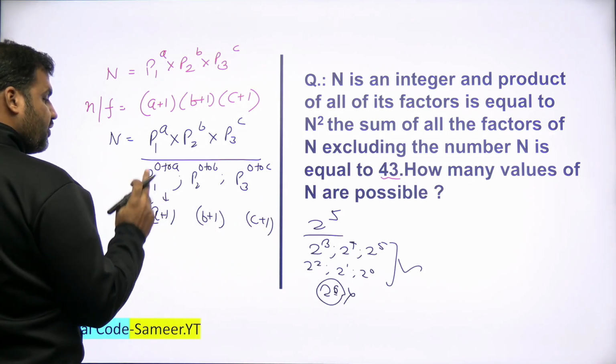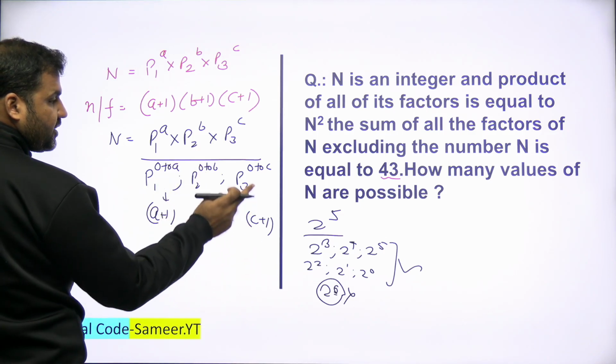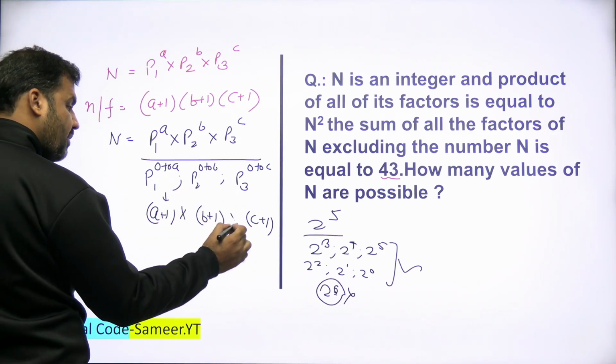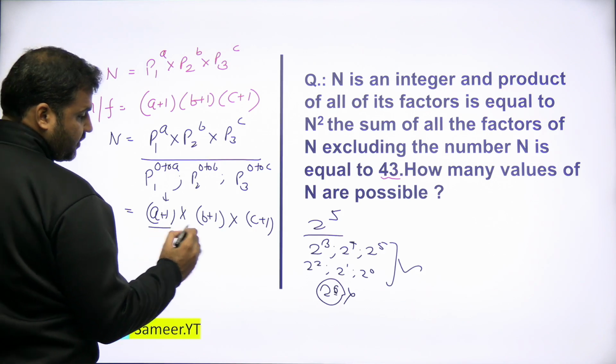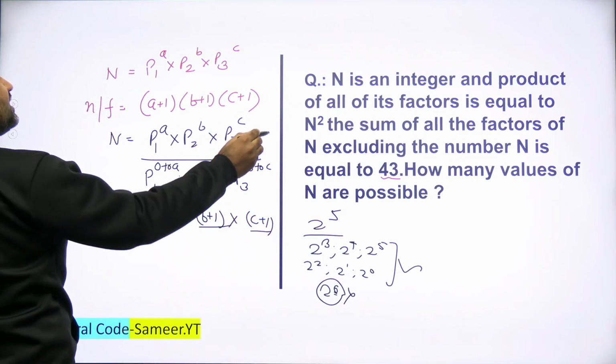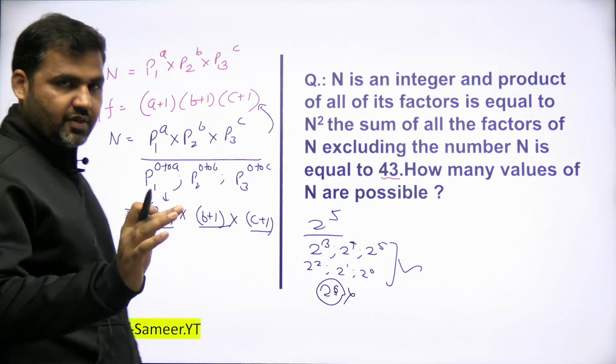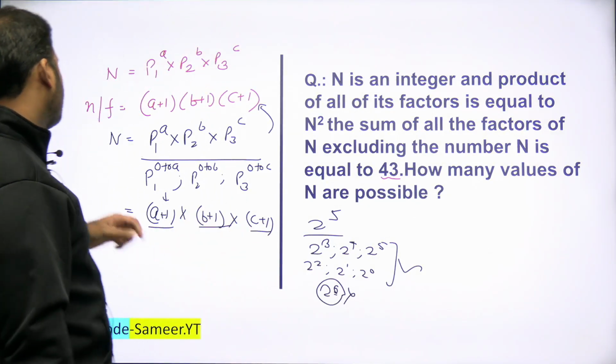So a plus 1 powers of p1, b plus 1 powers of p2, c plus 1 powers of p3 will give you how many combinations of factors? A plus 1 into b plus 1 into c plus 1. That's the derivation of the number of factors. This is the first concept you should be aware of. I'm sure you people know this concept.